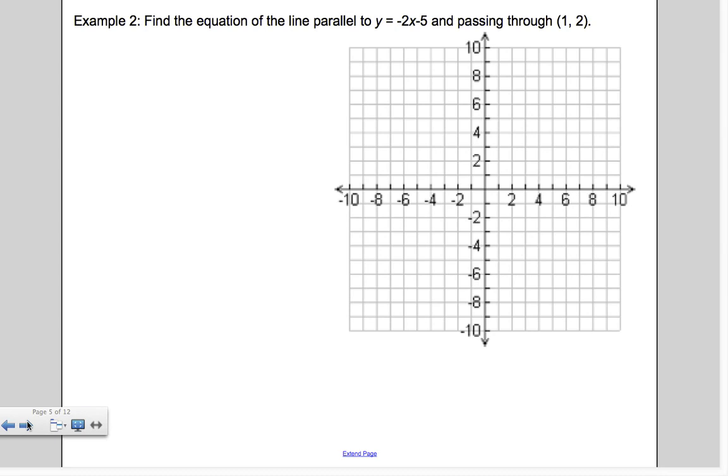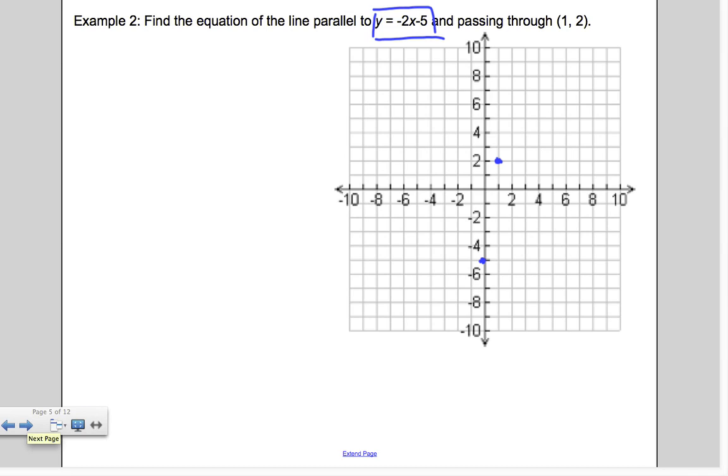Well, it has a y-intercept of -5, so you already know that. Good, so we have a y-intercept of -5. So we're going to do this line in blue. And then it passes through 1, 2. So 1, 2 is here. And it has a slope of -2. Which one has a slope of -2?